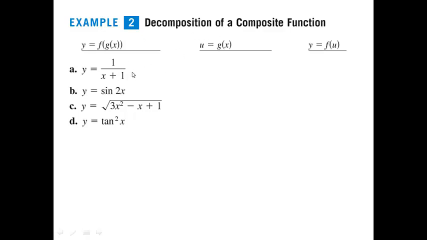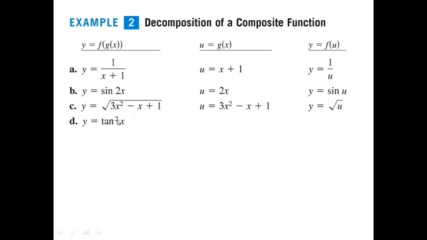So what do you think would be the blob here? The blob, I think, should be the x plus 1, which means that the f function, what do we do to x plus 1 to get 1 over x plus 1, which will be just 1 over u. Okay. What about this one? What would be the blob? The blob should be what's inside, and then what's on the outside is actually the sine of that blob, the u. And then this one, the blob would be what's inside, and then the function of that blob would be the square root of that blob.